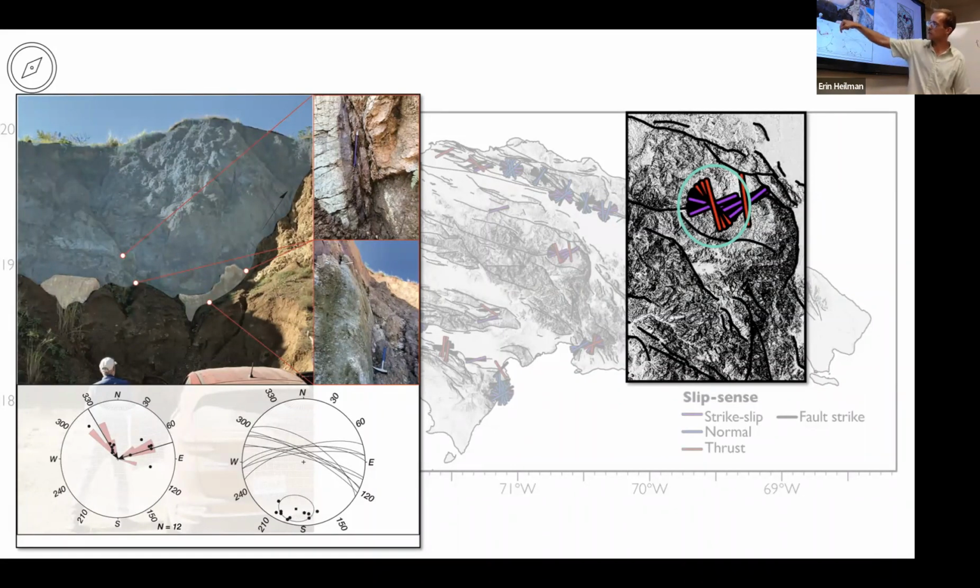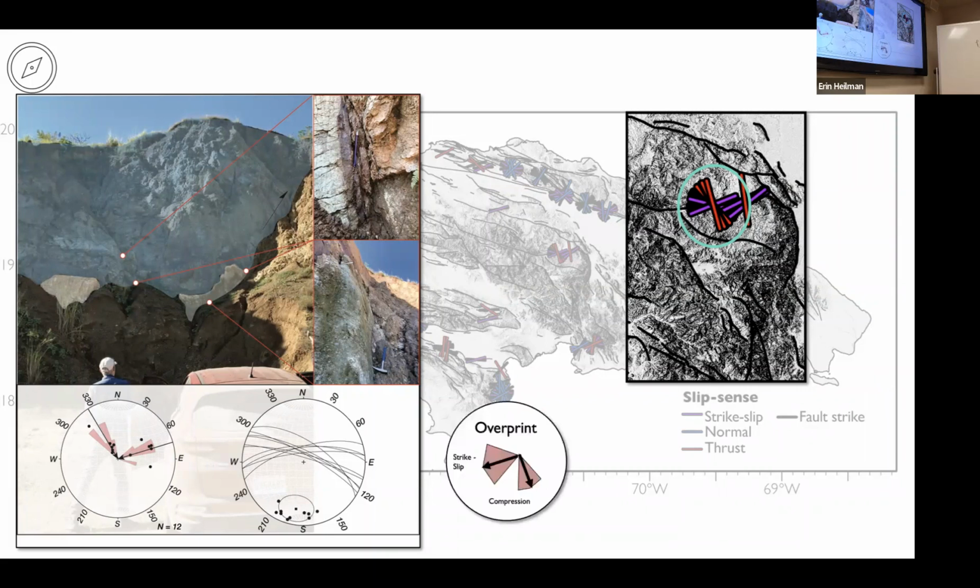So as far as the data that we measured here, like I said, we have two generations of slickenlines. And from the relationships of those slickenlines, where you have some carving into the other, you can tell which one came first. And it seems that the strike slip here came before the compression. So you have an overprint of compression onto the strike slip. This is good evidence for how deformation changed within the central Cordillera as the island evolved.